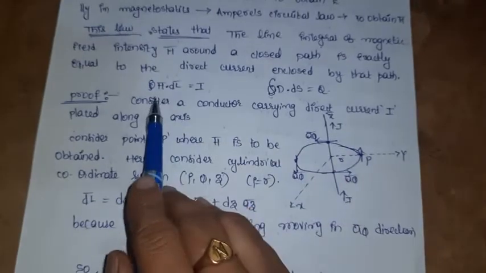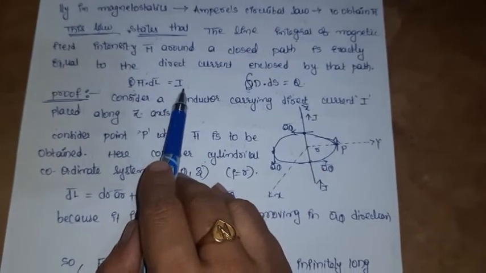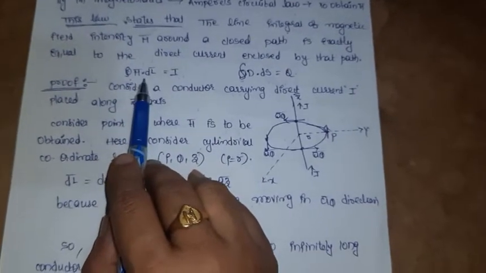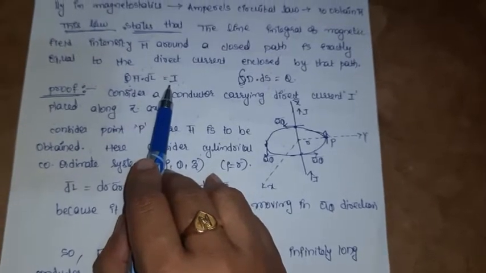Similarly, here closed integral H dot dl is equal to I. What it means? The line integral of magnetic field intensity around a closed path is equal to the current flowing through the conductor.